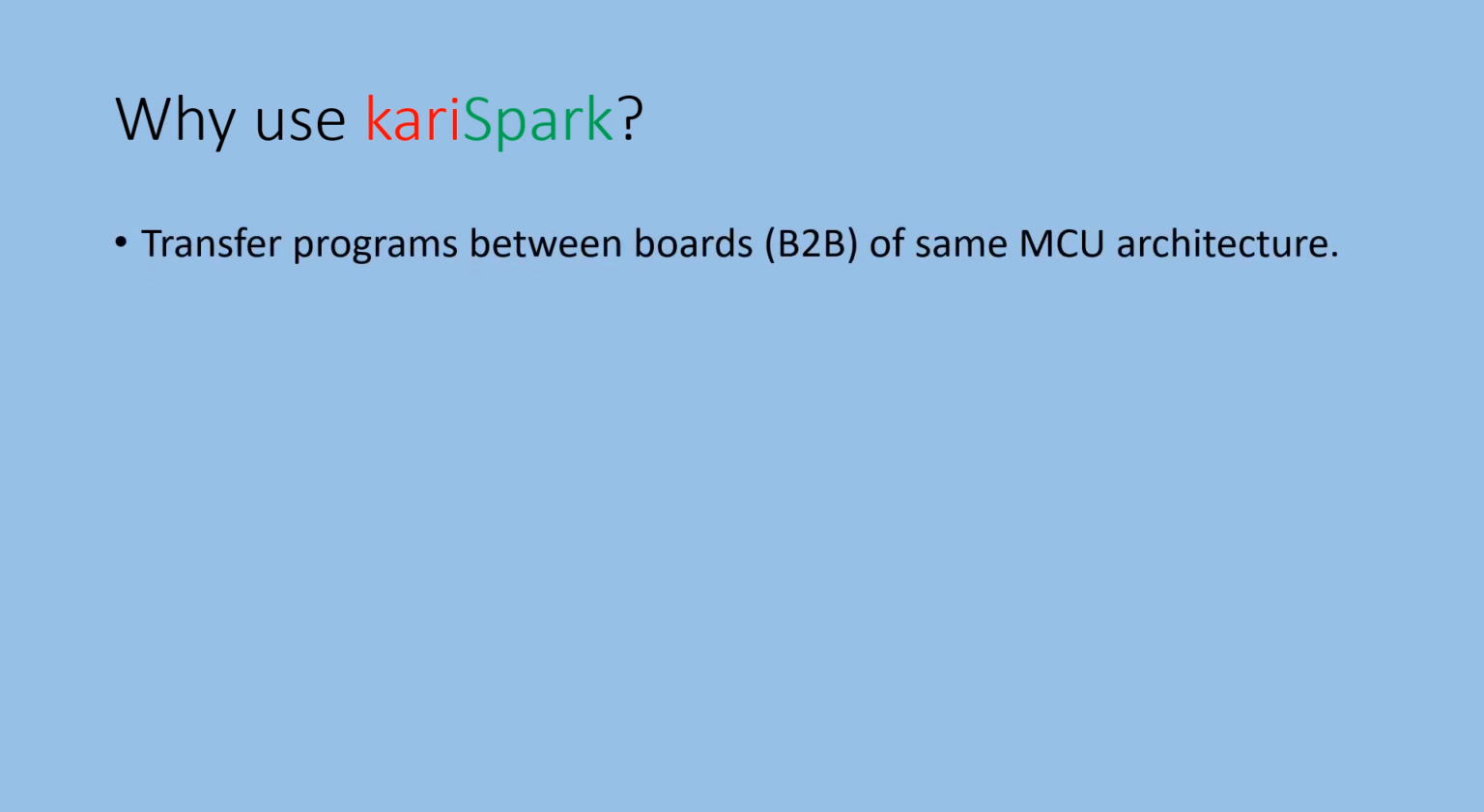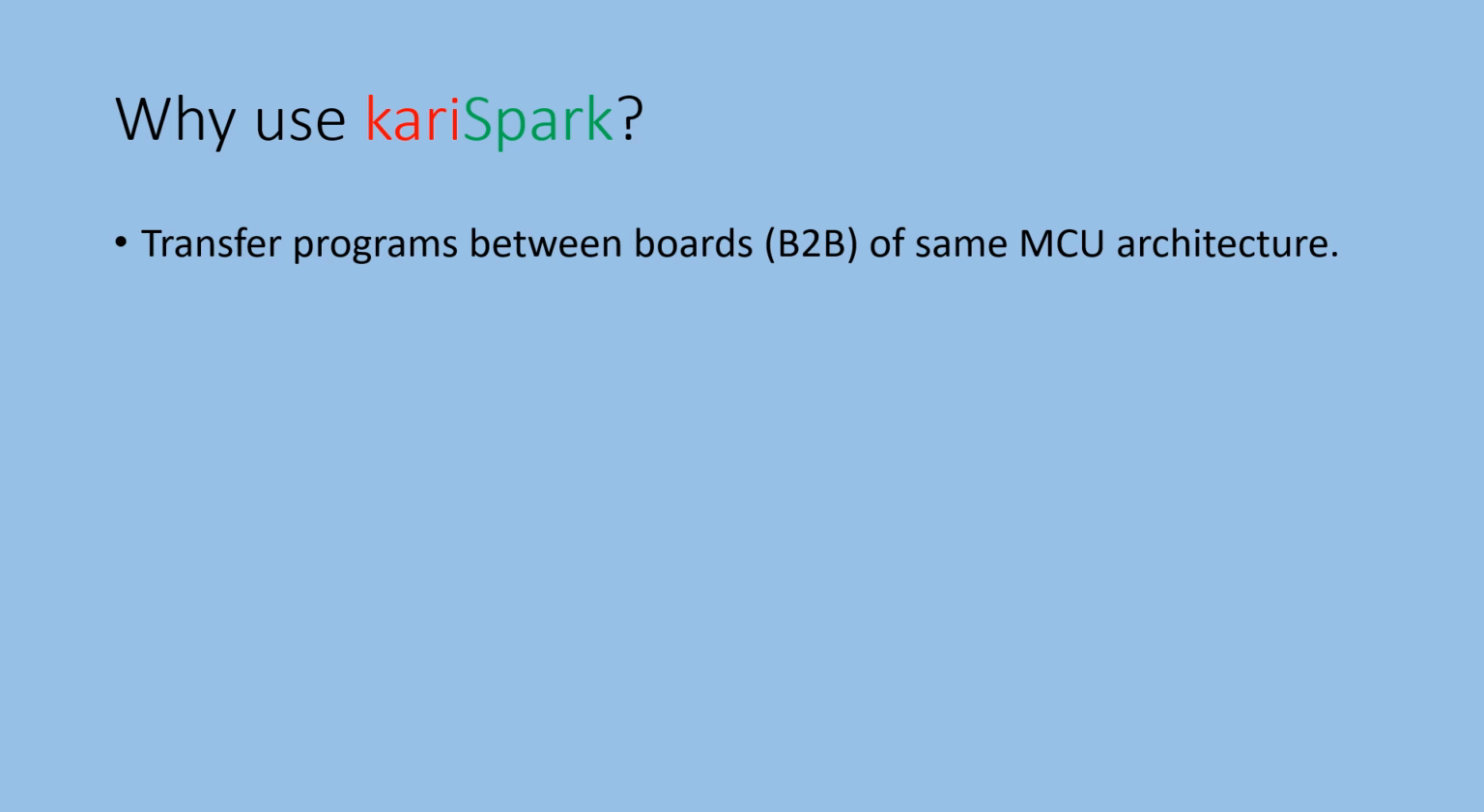So one of the most powerful and unique features that you will not find in other CLI tools is the transfer of programs between boards of the same MCU architecture, also known as B2B transfer. So B2B is the most unique and powerful feature of kariSpark, and it enables you to transfer programs between microcontrollers of the same architecture.